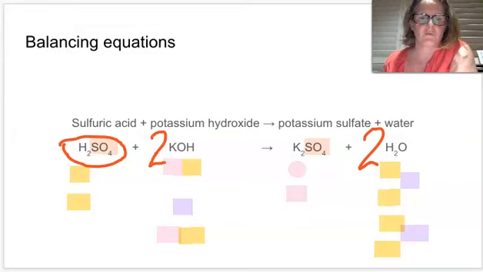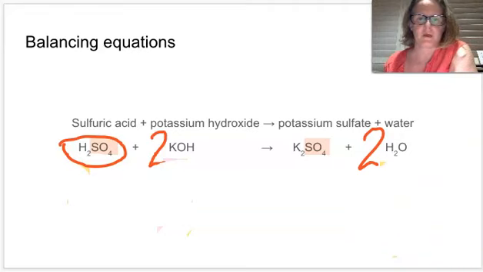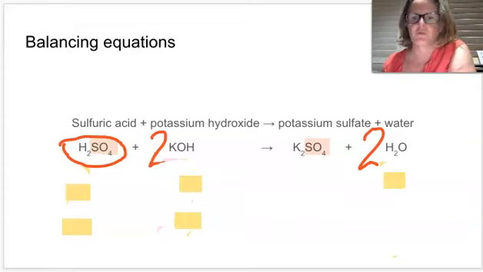Let's actually get rid of all of our little workings out. Let's see how we go. Okay, so let's start at the beginning. Let's look at hydrogen. We've got 1, 2, and then we have 2 molecules of the base, so we've got 2 hydrogens there, and we've got 2 hydrogens in water, but we're making 2 molecules of water, so that's 4 hydrogens altogether. So our hydrogens now balance on the left and on the right, which is good.